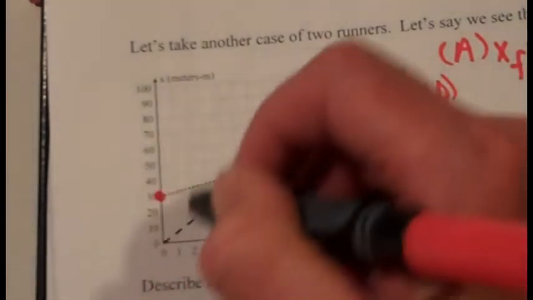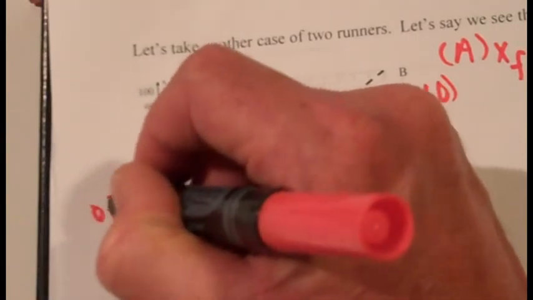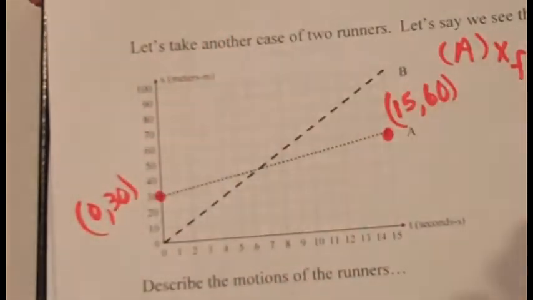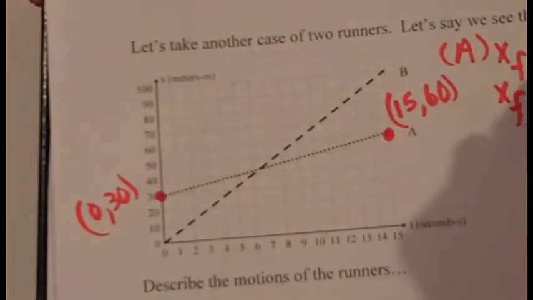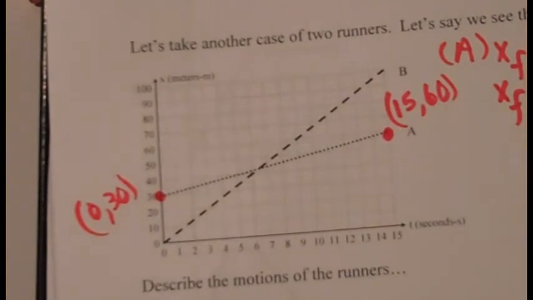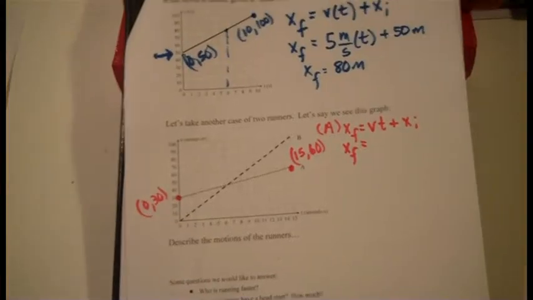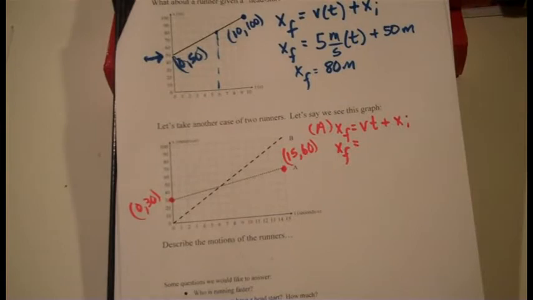And then we have 0, 30. Okay, so x sub f, we'll keep that as a variable. V is the slope. Okay guys, my batteries had run out, but I just switched them out, so I'm not sure how much of that last part you heard.